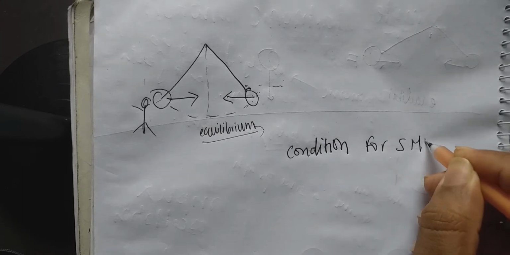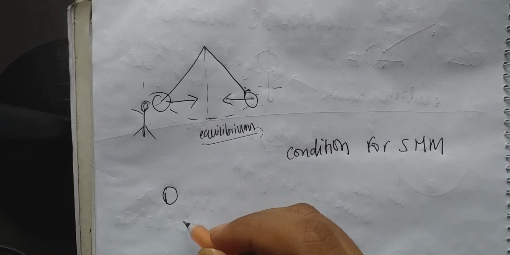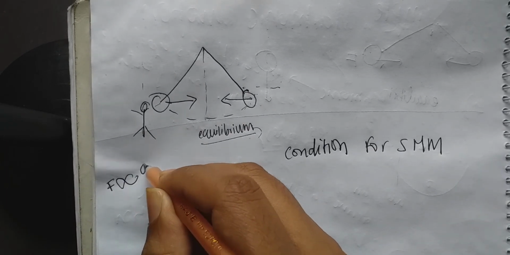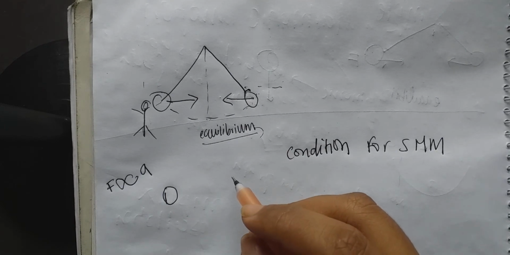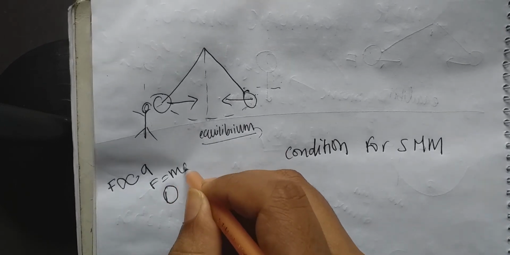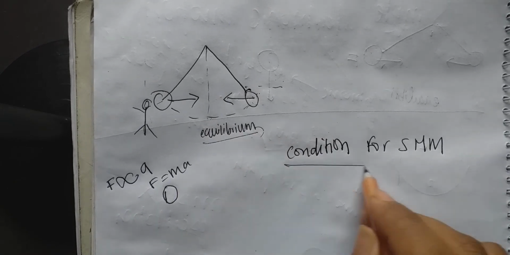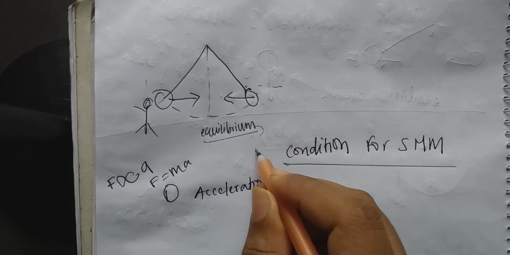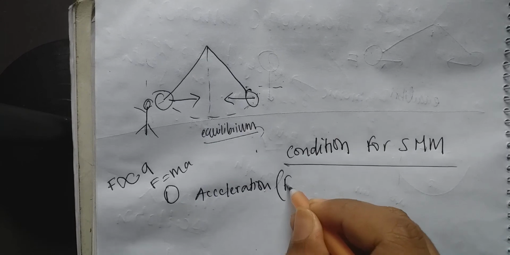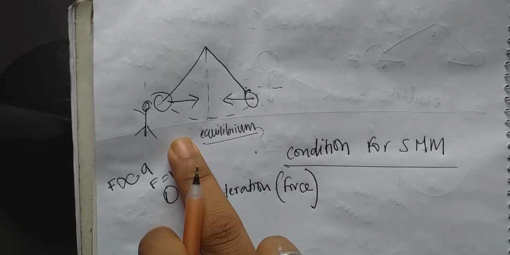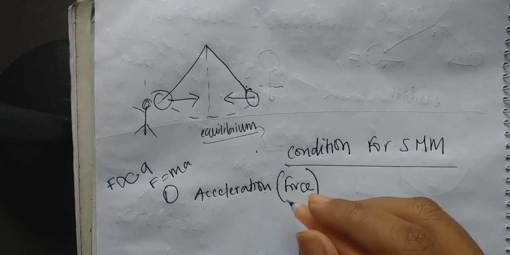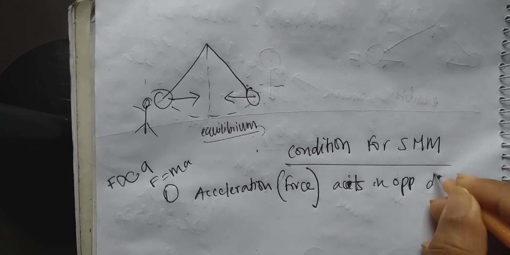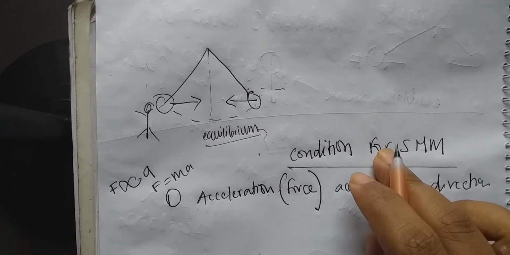or simple harmonic motion, that we know that force is proportional to acceleration, so it's kind of equal. So the first condition for SHM is acceleration. For force you get acceleration. As force is in the opposite direction of the displacement, the acceleration also acts in the opposite direction. So this is the first condition.